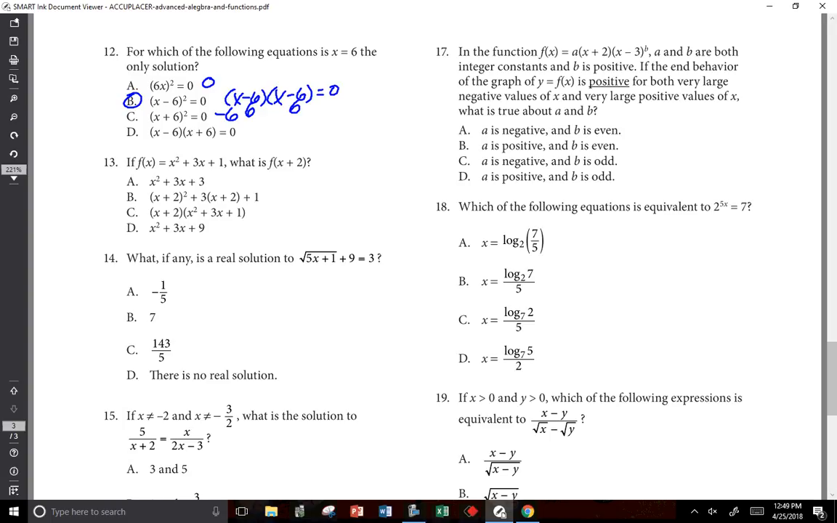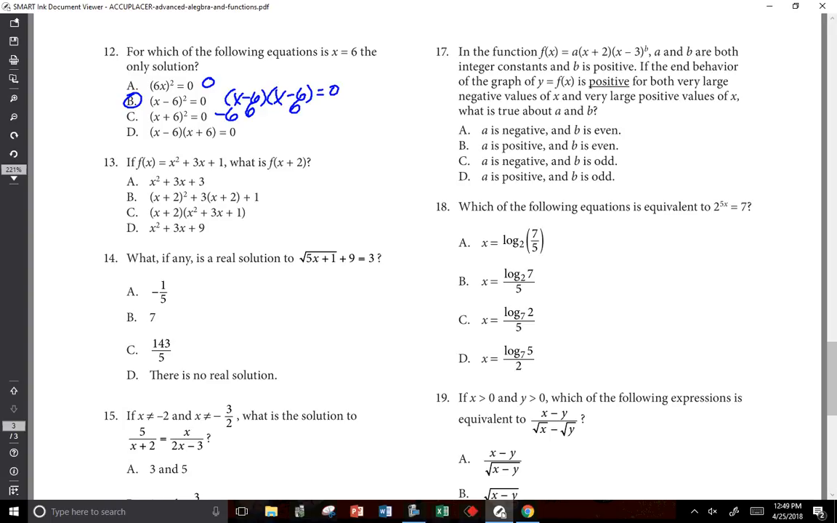You did it. 14. What, if any, is a real solution to square root of 5x plus 1 plus 9 equals 3? Solving it without answer choices, what would you do? Go ahead and square it. No, get rid of the 9 first, right? Got to get rid of the 9 first, because you have to isolate the square root before you can square to get rid of it.